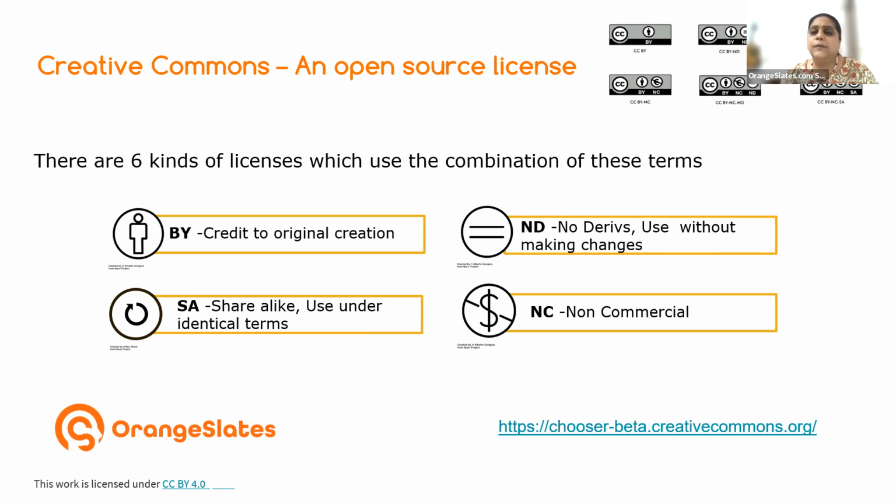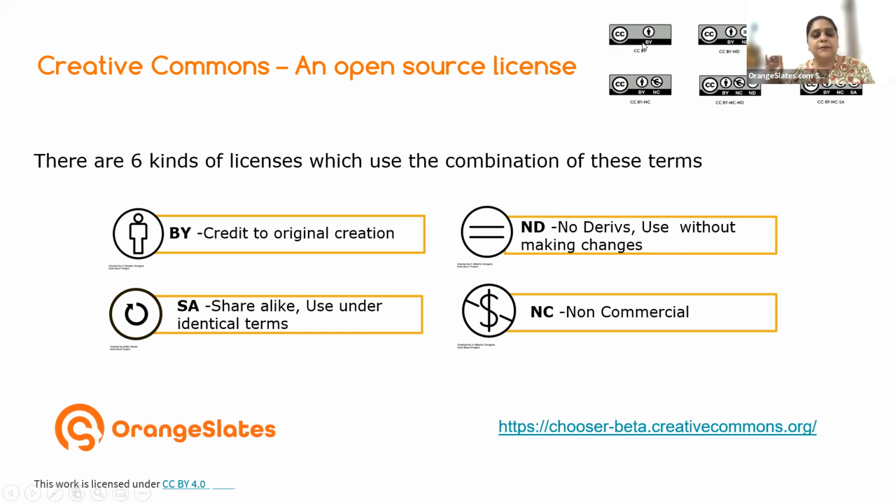Sometimes you make a picture and you really like it, or you make a lesson plan and you feel that it is very helpful for other teachers, and people should use it, and even if they want to use it commercially, I have no problem. You can go ahead and do that. So a combination of these four is the Creative Commons licenses. If you see, these are four icons. You can see six licenses.